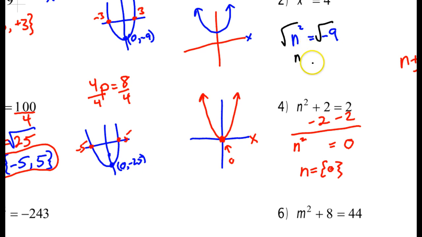It's the square root. So is it possible to take the square root of a negative? No. That's how you get a no solution. So if you ever have a square root of a negative, that's when you get the no solution.